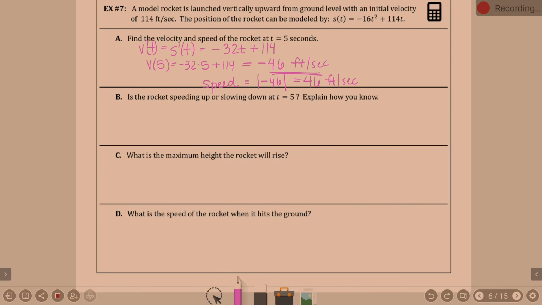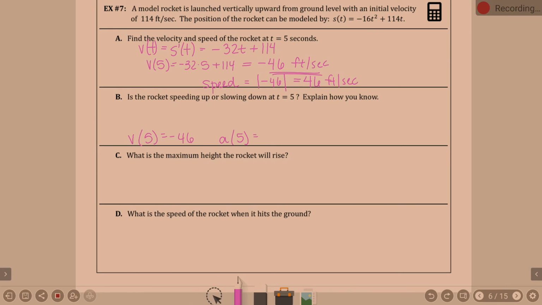Okay, part B. Is the rocket speeding up or slowing down at t equals 5? Okay, wait. We know the velocity, yes? The velocity at 5 is negative. What's the acceleration at 5? Have we even talked about that? No, you can't answer the question yet.